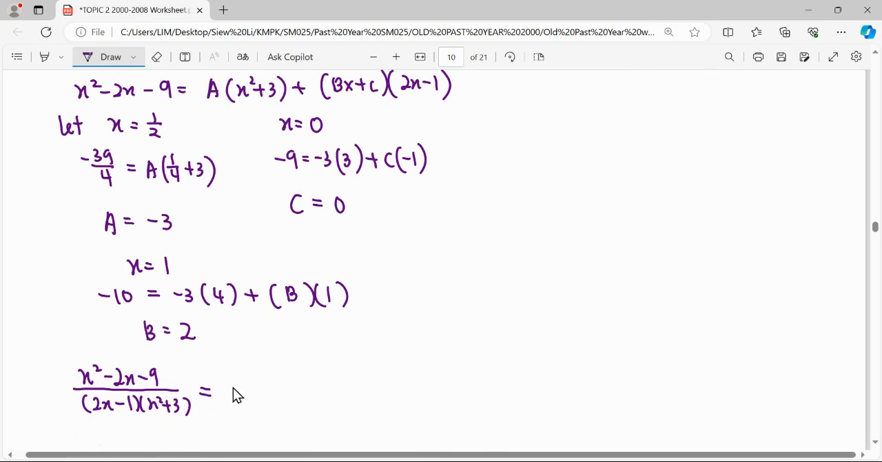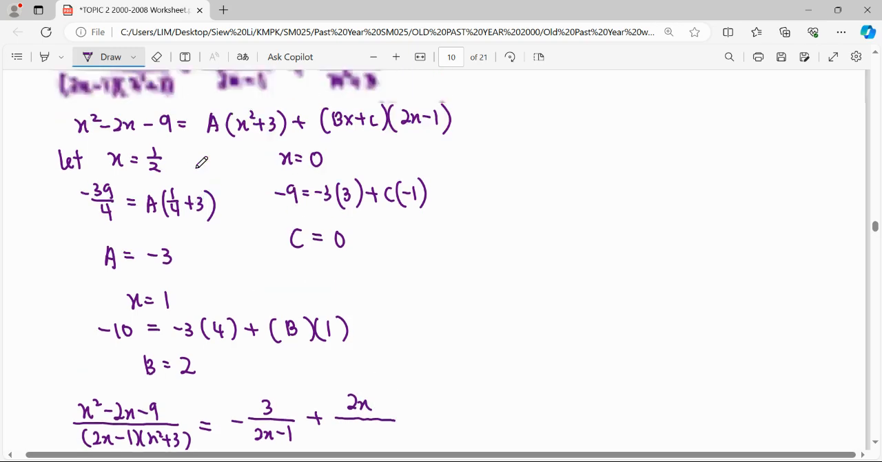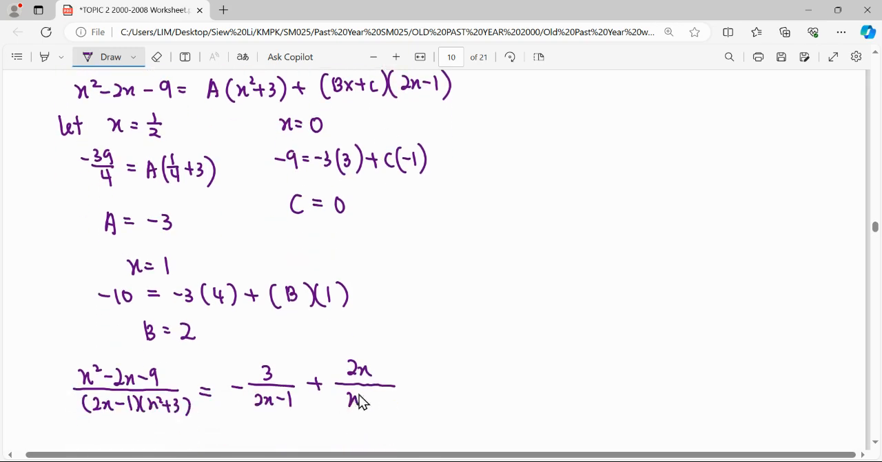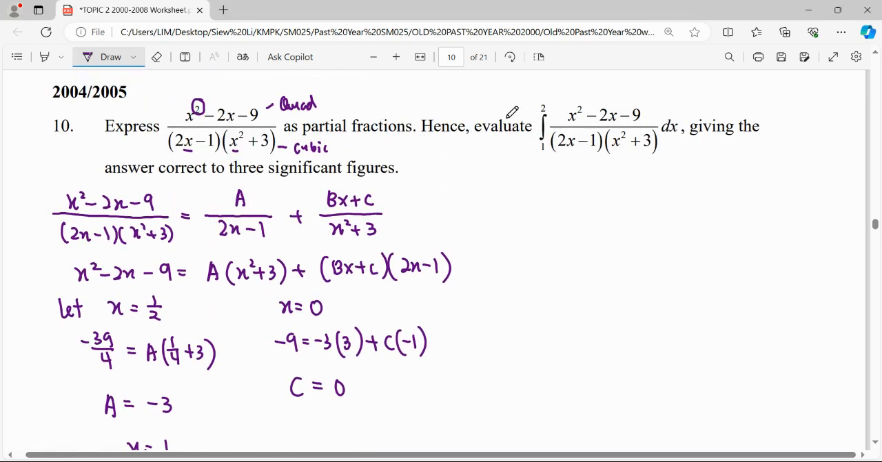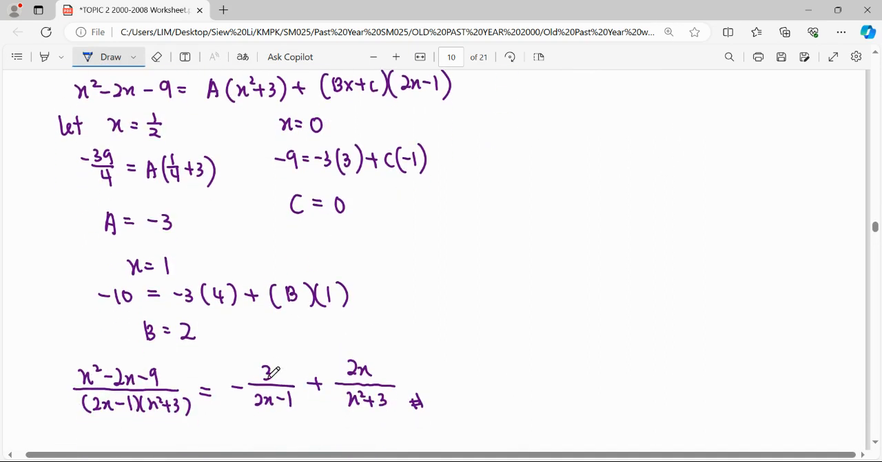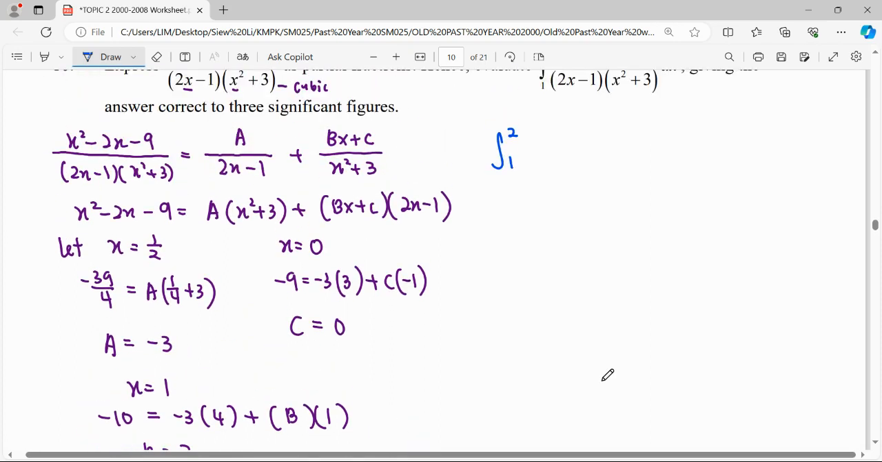A is negative 3. B is 2. C is 0. Then after that we're going to evaluate this integral. So to evaluate this, integrate from 1 to 2. This fraction is already expressed in partial form, so we substitute the partial form.